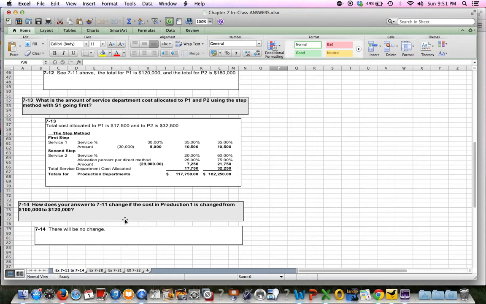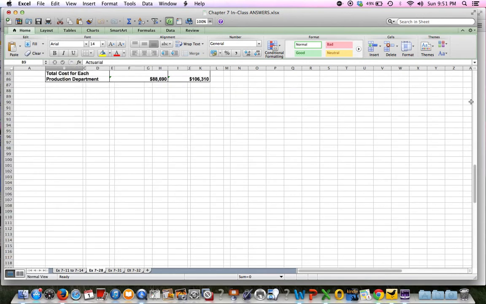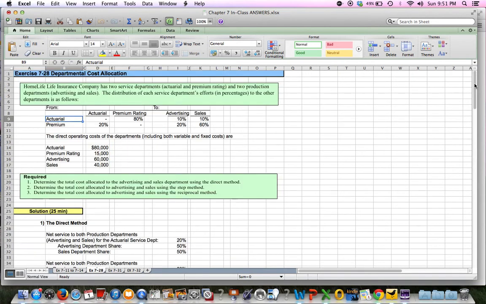Okay, the next one that we should look at is 7-28, which is just right here. Let me get to the top of the page here. For this one, we've got a life insurance company that has 2 service departments, actuarial and premium rating, and 2 production departments, advertising and sales. The distribution of each service department's efforts is to the others as follows. You can see what they are between actuarial and premium to each other, and advertising and sales.